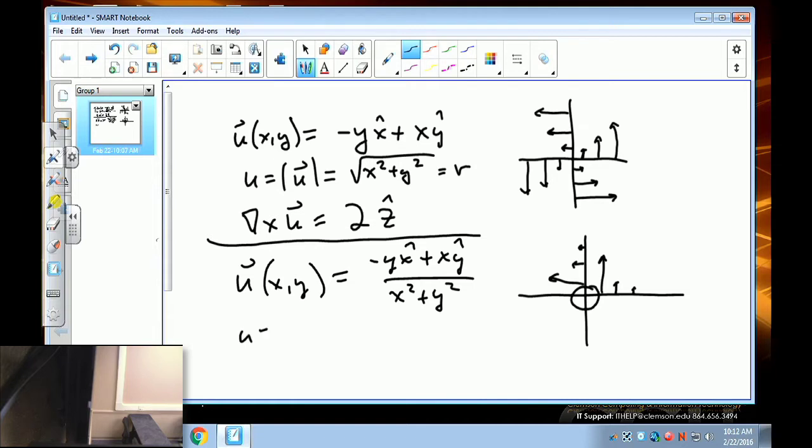The magnitude of this then goes like 1 over r. And so it blows up near the origin. Okay, and so it looks like this. It has the same direction of the rotation, but it clearly depends differently on the distance from the origin.